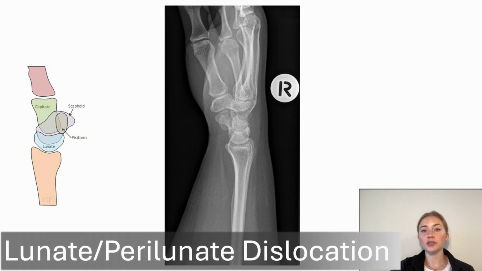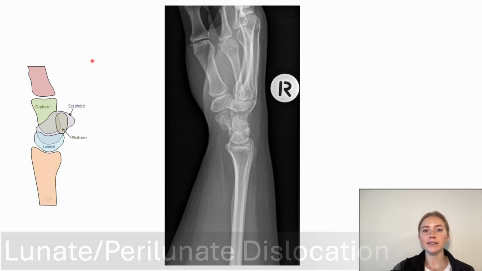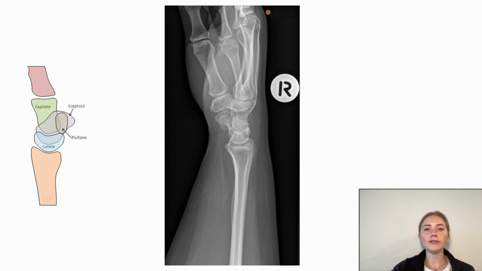We will next touch briefly on lunate and perilunate dislocations. Perilunate or lunate dislocations happen generally with great force applied to the wrist, such as with a fall on an outstretched hand or, more commonly, with a motor vehicle collision.